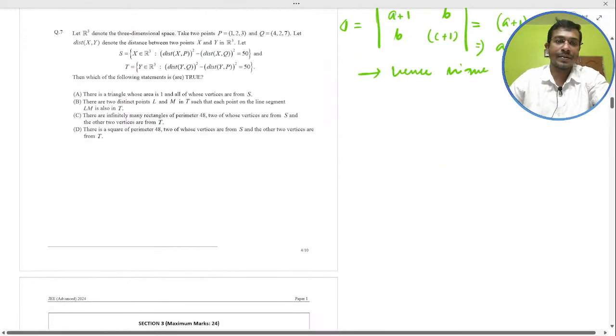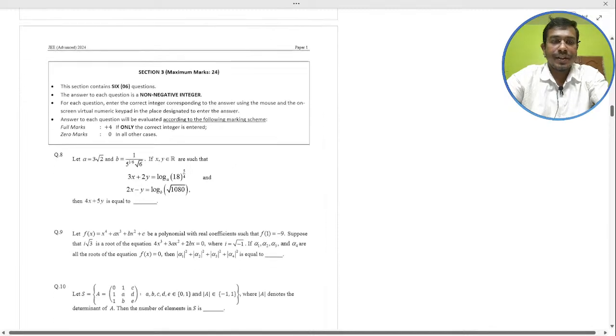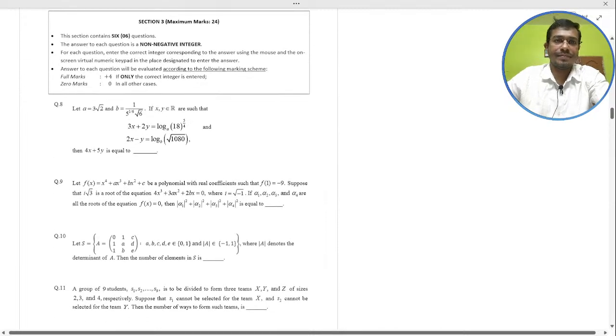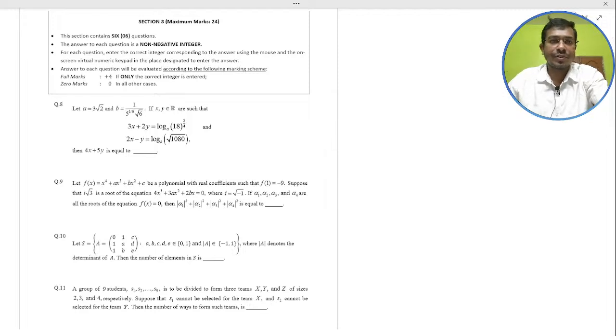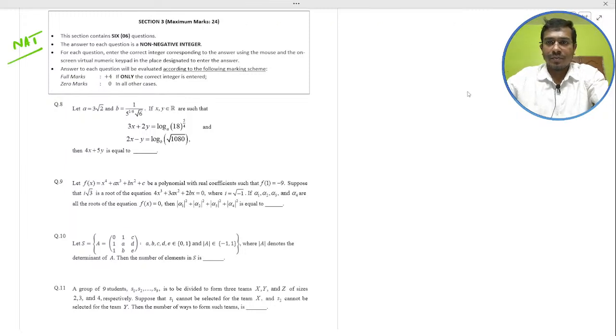Next, question number 7. This is for your homework. Homework number 1. Simple question. Theoretical question. You will be able to solve it. Next, Question 3, Section 3. Marks 24, 6 questions. No negative, only integer. This is for the NAT, numerical answer type question.